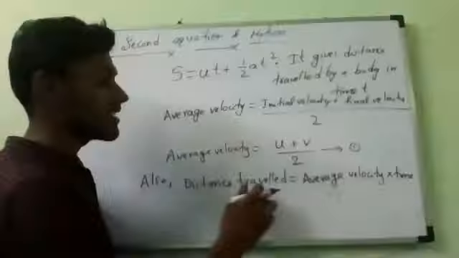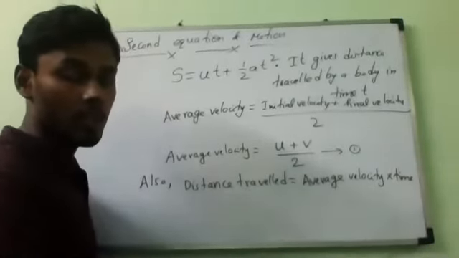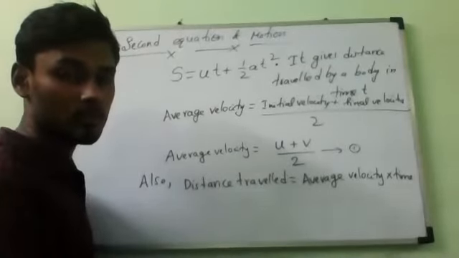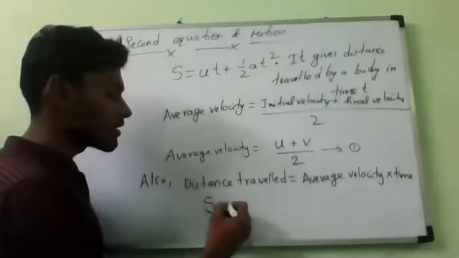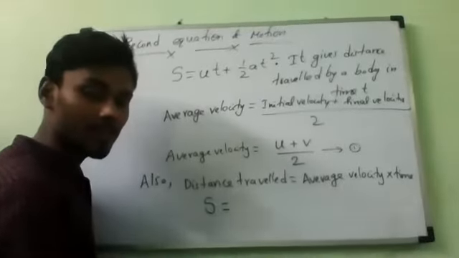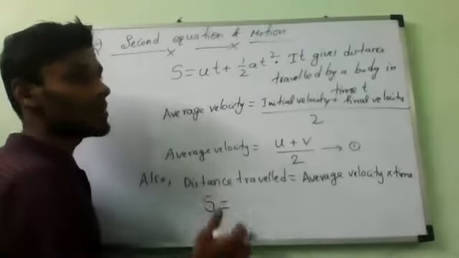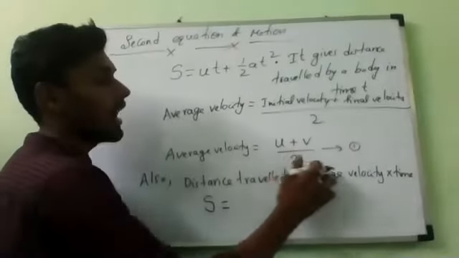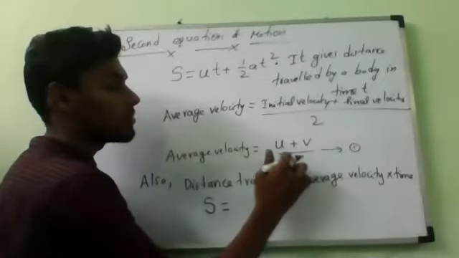Now, this formula you have written yesterday. Distance traveled is equal to average velocity into time. You have written it, see your notebook. You have written or not? Yes, sir. Now, distance traveled, what is the symbol? Distance traveled is S. Yes or no? And average velocity is equal to how much?